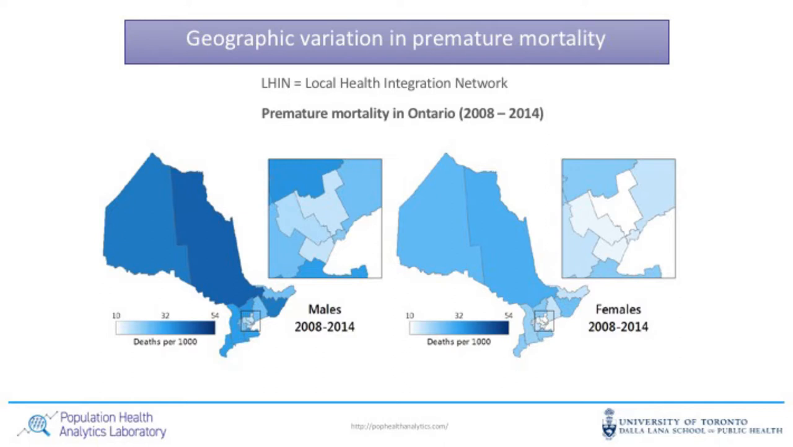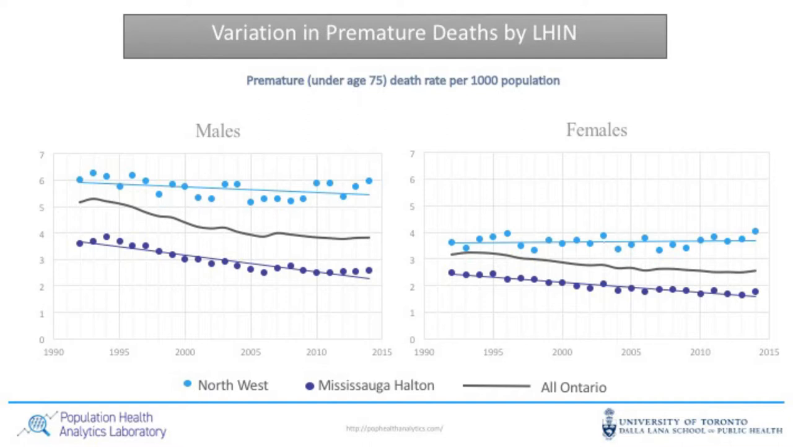Just to drill down a little bit more on what this means when you can look at these trends over time, so the idea that trends as well as relative positions are important. So the top graph here is Northwest LHIN, which has one of the higher levels of premature mortality in the province. Northwest, Northeast, and Southeast are actually high. And this is Mississauga Halton LHIN. And the solid line in the middle is just the overall Ontario average.